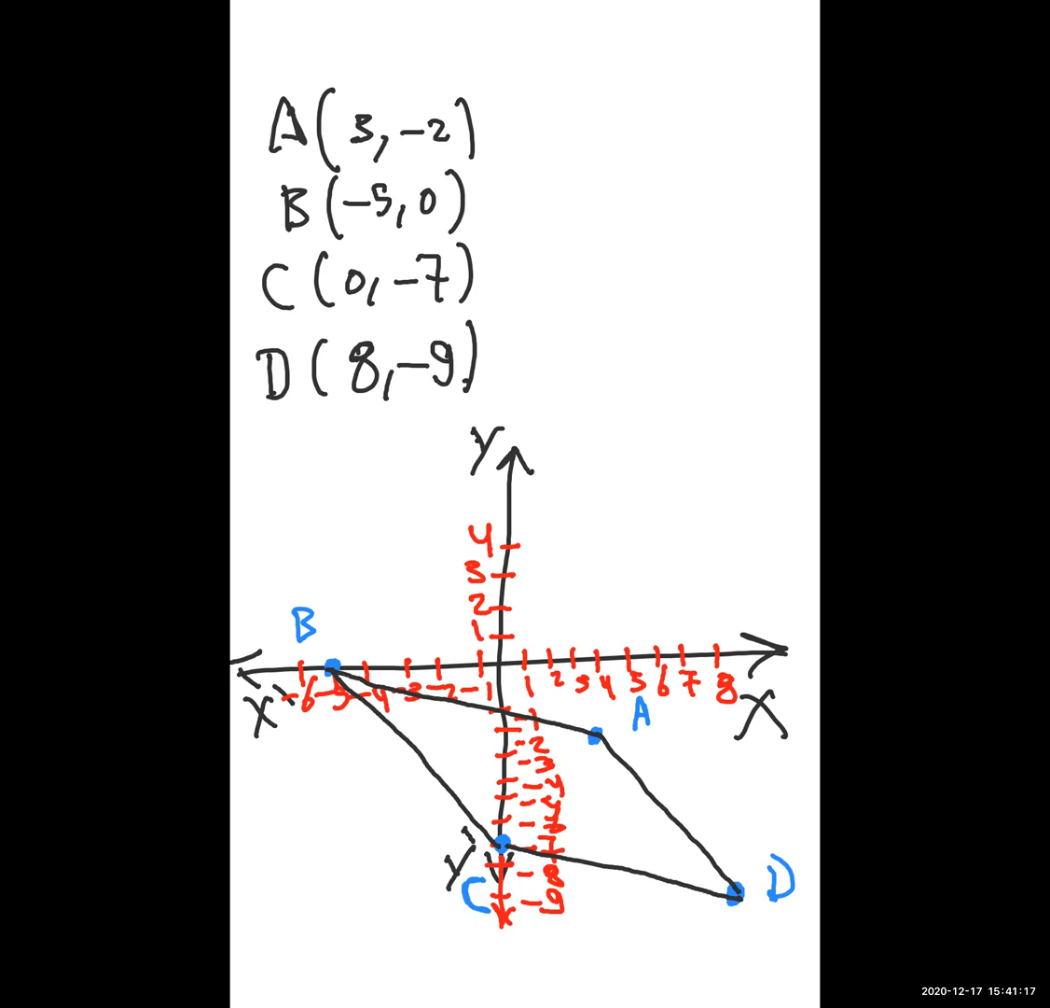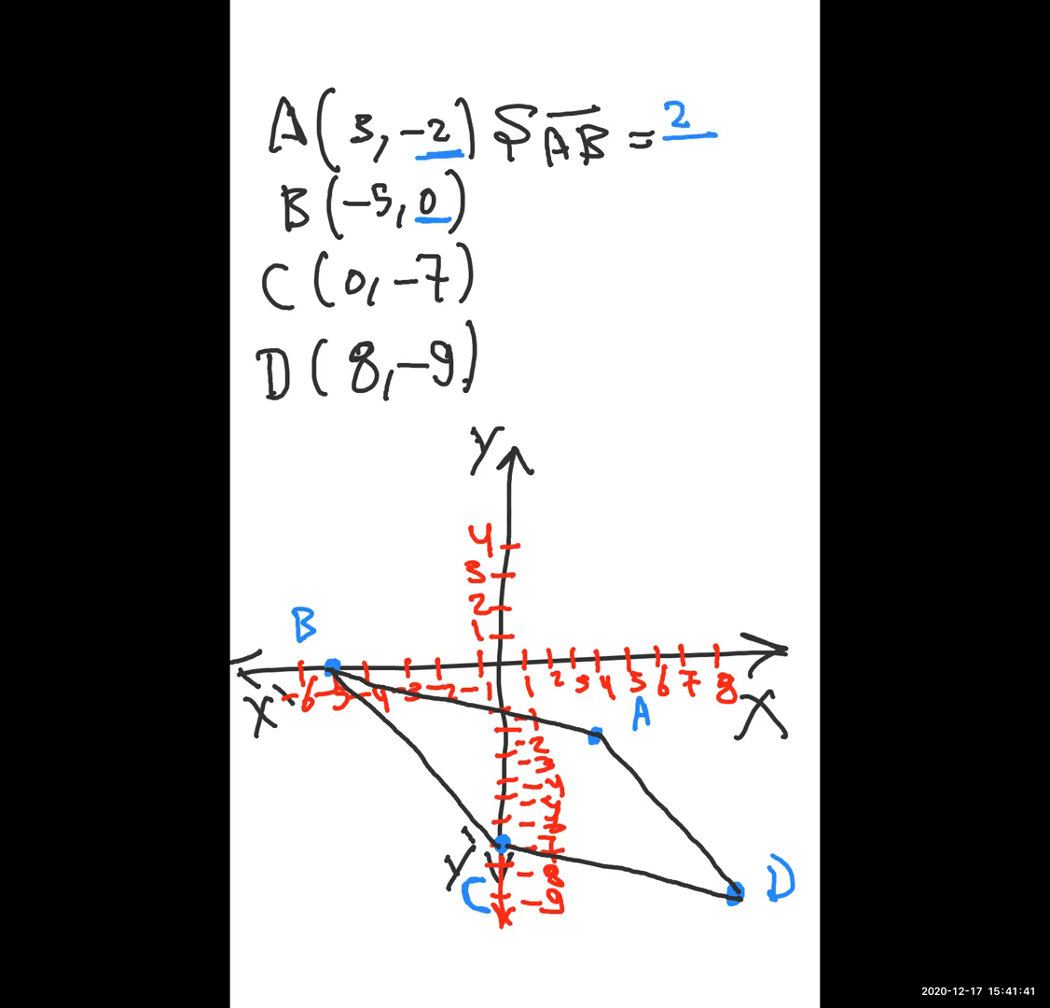So the slope of AB will equal, let me change this color. Okay, what are A and B? Yes, this point and this point. So the slope here will equal 0 minus -2, which means 0 plus 2, which is equal to 2.